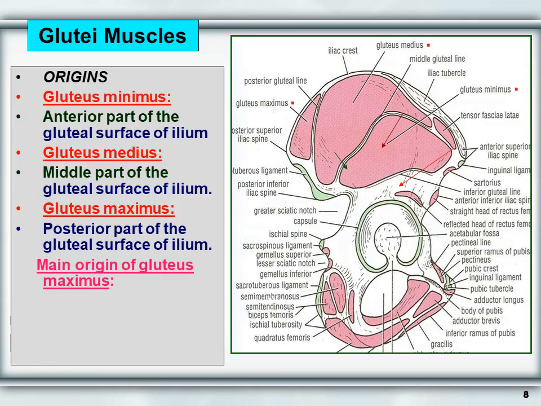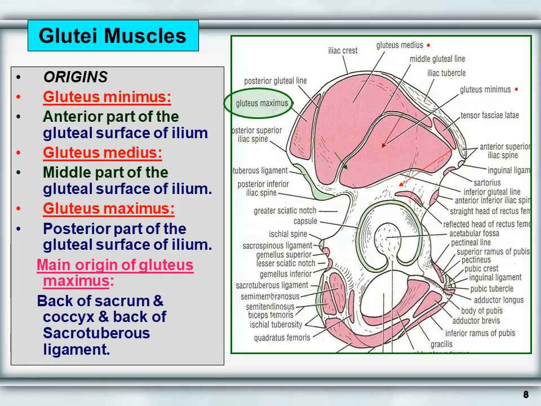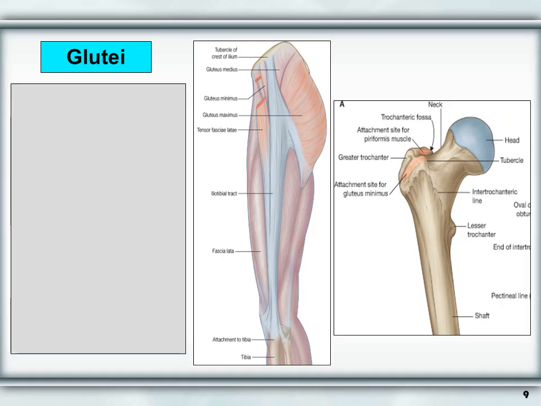These three muscles originate from the gluteal surface of the ilium, but the main origin of the gluteus maximus is from the back of the sacrum and coccyx and the back of the sacrotuberous ligament. That covers the origin of the gluteal muscles.